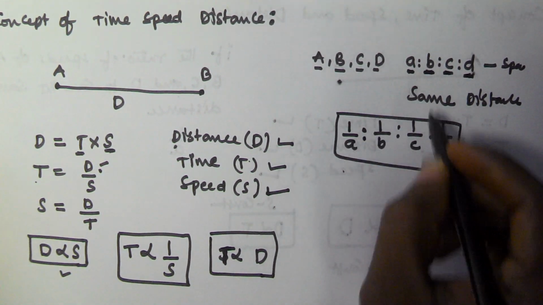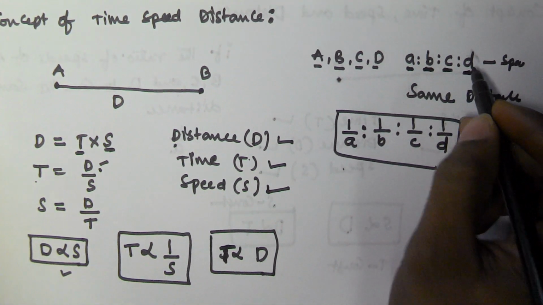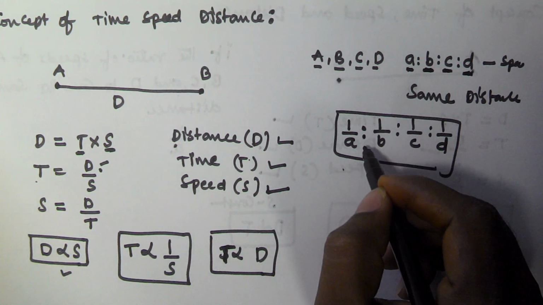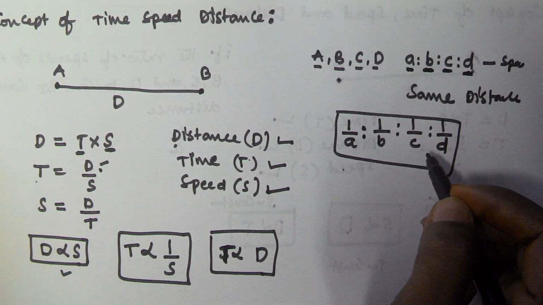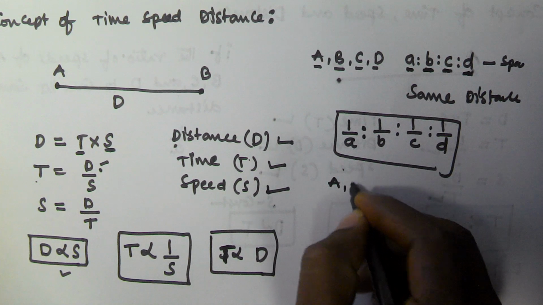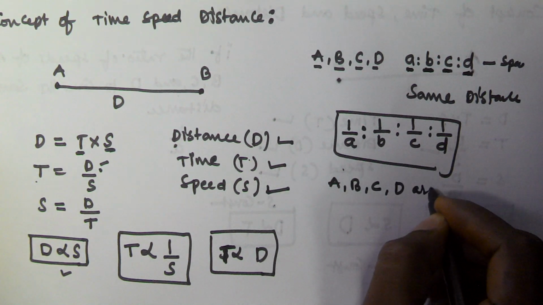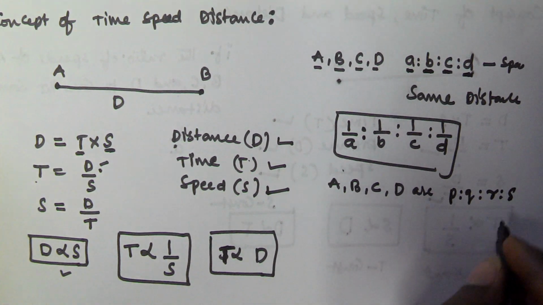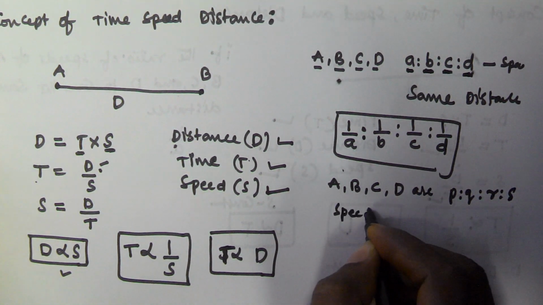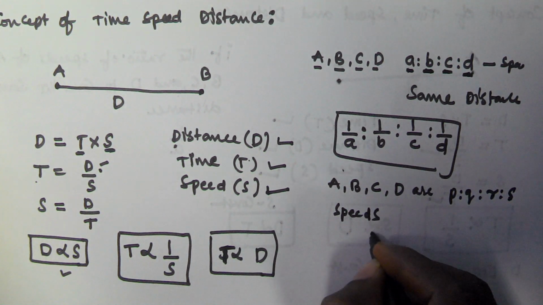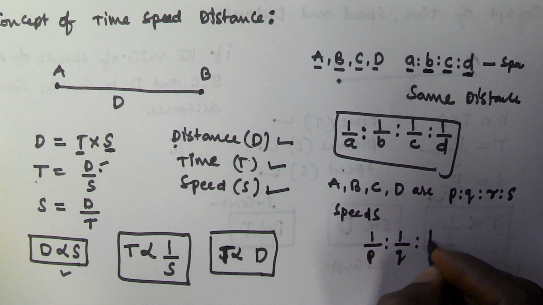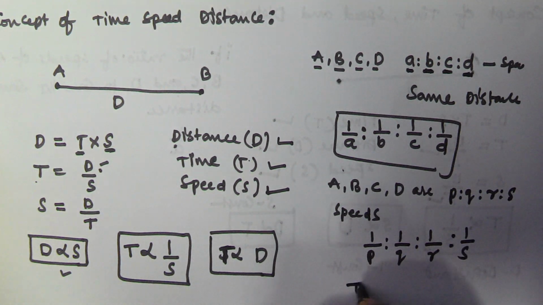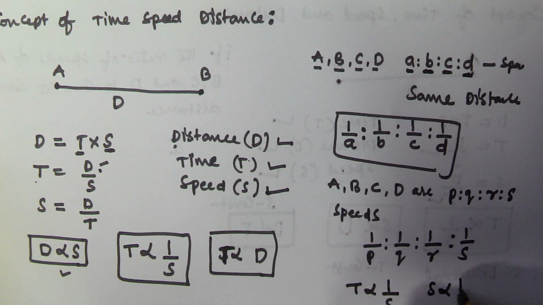Okay, so if these are the speeds of A, B, C and D to cover the constant distance, then the time ratios of A, B, C, D to cover that distance is 1 by A, 1 by B, 1 by C, 1 by D. And if the times taken by A, B, C and D are in the ratio P, Q, R and S, then the ratio of their speeds to cover the same distance will become 1 by P colon 1 by Q colon 1 by R and then 1 by S. Because what I am trying to say is that time is inversely proportional to speed, and speed is inversely proportional to time.